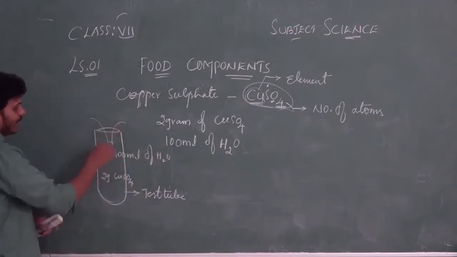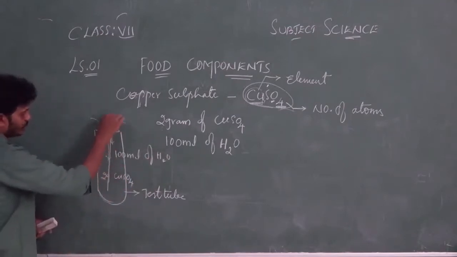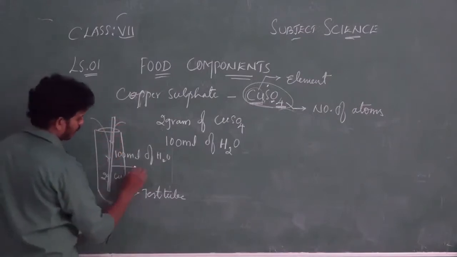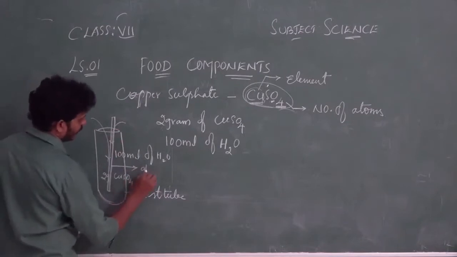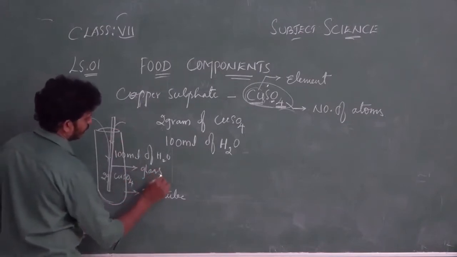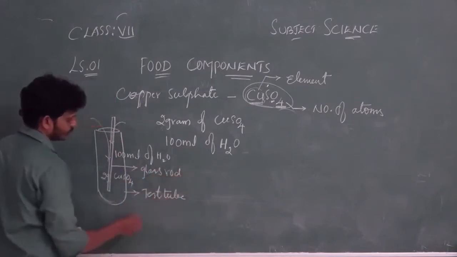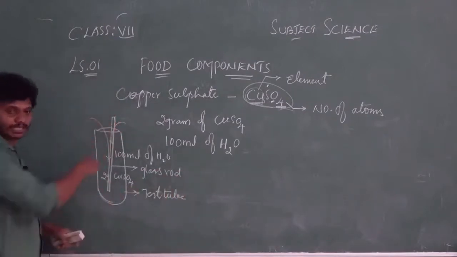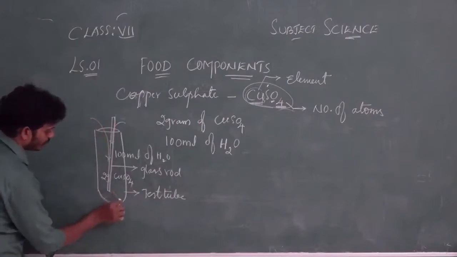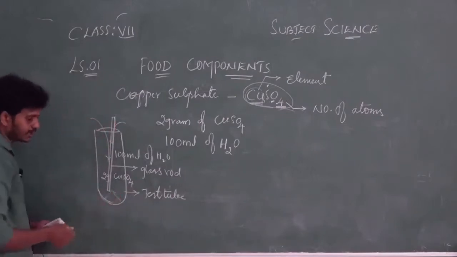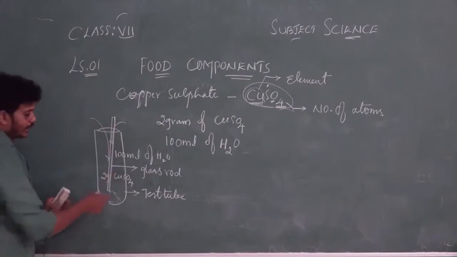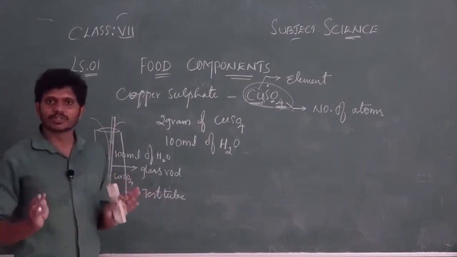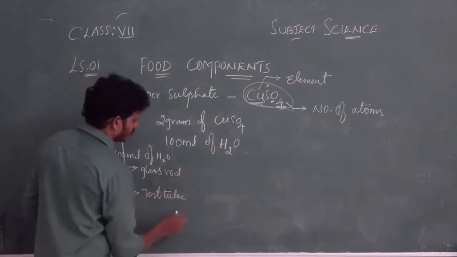So now mix it with the help of a stirrer. This is a stirrer, a glass rod. Glass rod is used as a stirrer for stirring, for mixing purpose. So here 2 gram of copper sulfate is present and also water. You mix this thoroughly and it forms a solution. Which type of solution is formed here? Copper sulfate solution is formed.